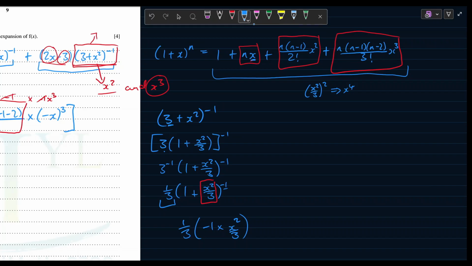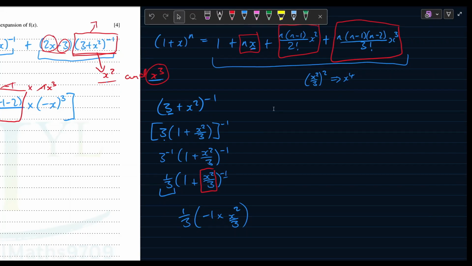We said we either want both x squared and x cubed. But if we can't get x cubed, that's fine. We just take x squared. So in this case, it's not going to be possible for us to get x cubed. So we just take the x squared.